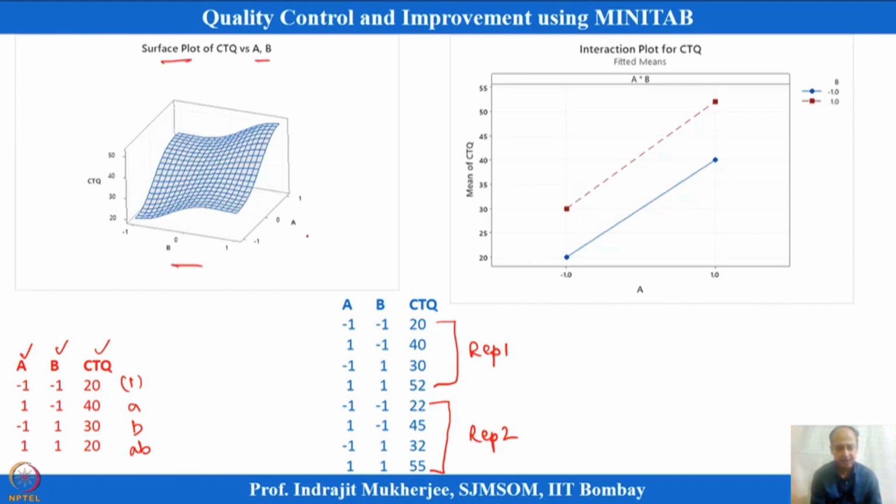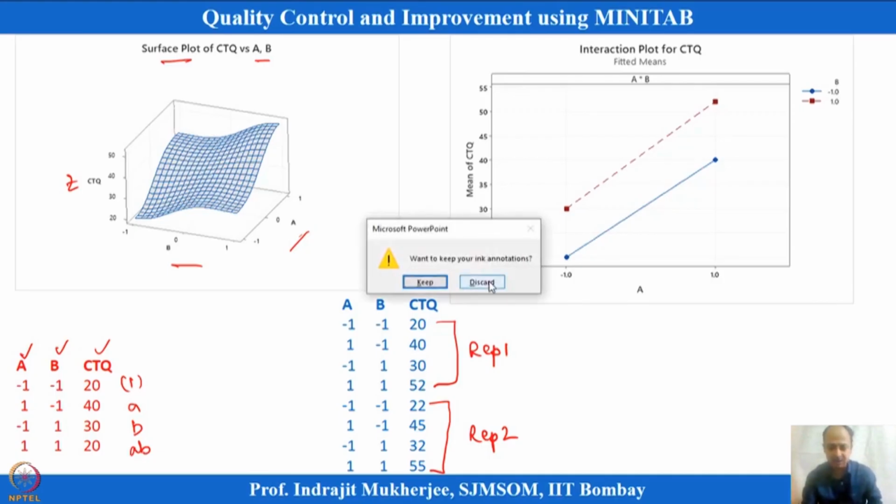And the surface plot is also possible over here in MINITAB. If A and B are continuous variables, we treat them as continuous, put the Z dimension as CTQ, and plot that. Interaction effects we can see without replicates also, and with replicates it is always possible. With replicates we can have the interaction plots also. Let us try to see what happens when I use this data set over here.